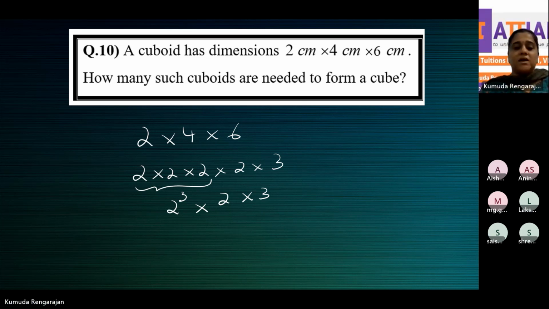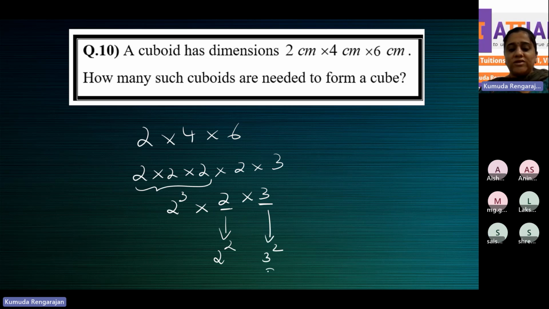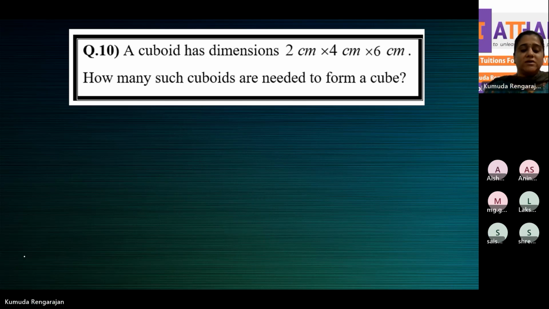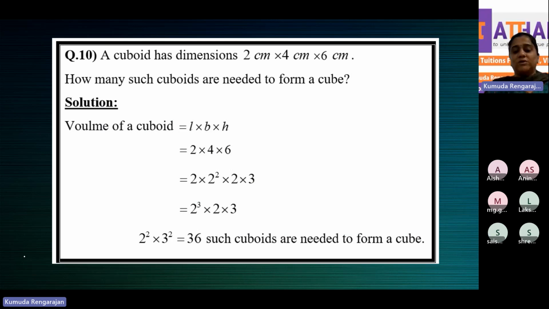Because 2 does not occur in triples. You need 2 square. And 3 doesn't occur in triples. You need 3 square. 3 square is 9. 2 square is 4. And 9 4s are 36. So 36 such cuboids are needed to form a cube.